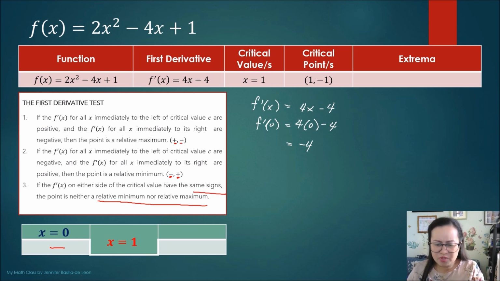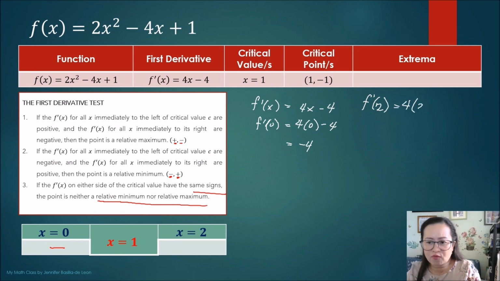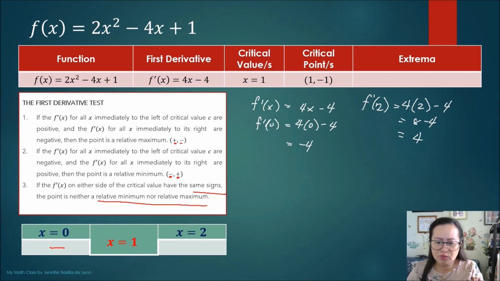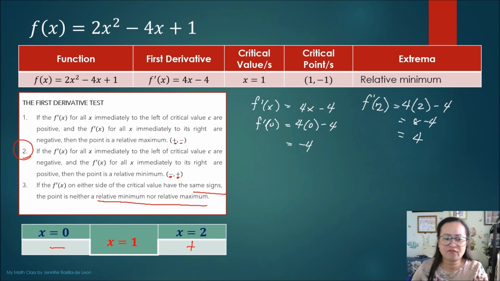Now, considering a number on its right, let's say we have x equals 2. Now let's evaluate f prime of x at x equals 2. Then we will have 4 times 2 minus 4, so we will have 8 minus 4. Then we will have positive 4. So on the right side, we have positive. Now, since we have negative, positive, we shall use the second rule. That means that the point is a relative minimum.